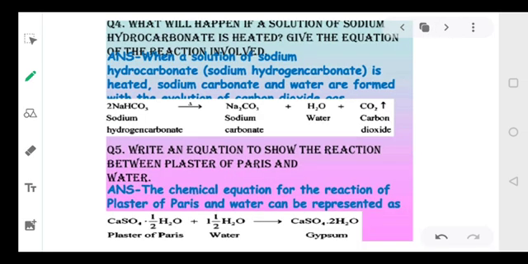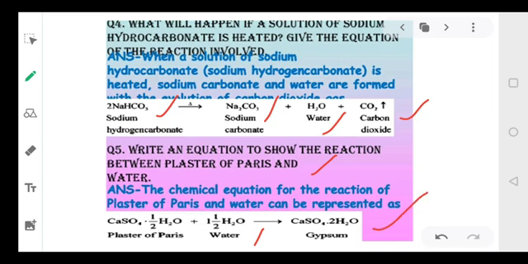Then what will happen if a solution of sodium hydrogen carbonate is heated? If we heat sodium hydrogen carbonate, baking soda, it will convert into sodium carbonate, water, and CO2 gas is released. Then the reaction between POP and water: CaSO4.½H2O plus 1.5 molecules of water is converted into gypsum.